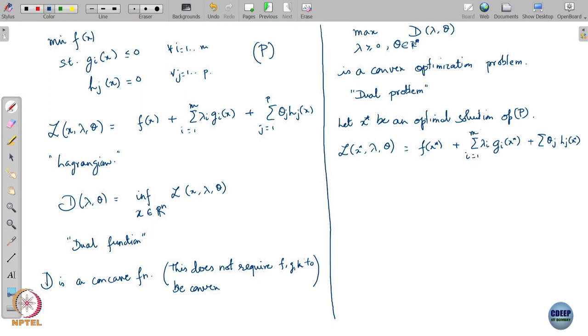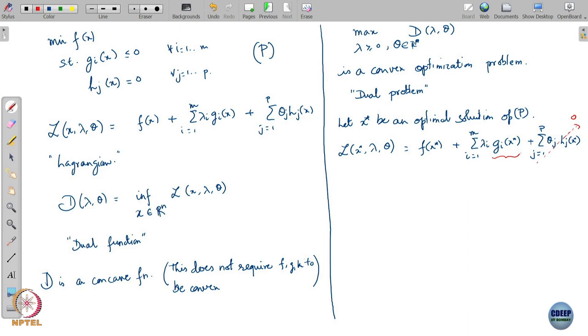With i going from 1 to m for the inequality constraints and j going from 1 to p for the equality constraints. Now, what is it that you can observe here? If you look at these two terms, what can one say about these? Well, x star is an optimal solution of P. If it is an optimal solution of P, then at the very least it has to be feasible, which means that h j of x star has to be equal to 0. Which means this term is actually 0.